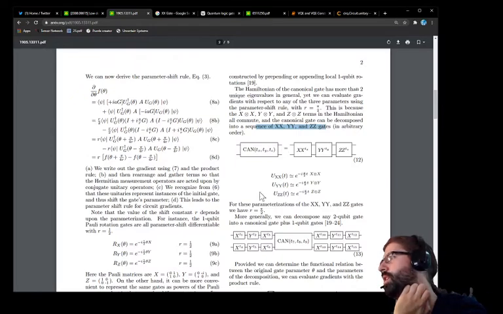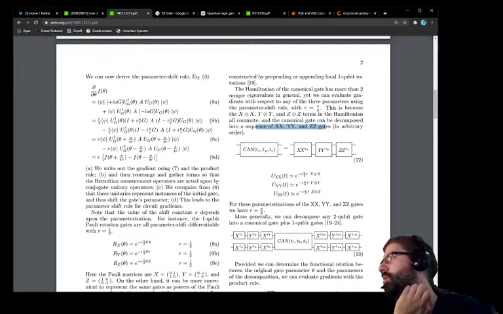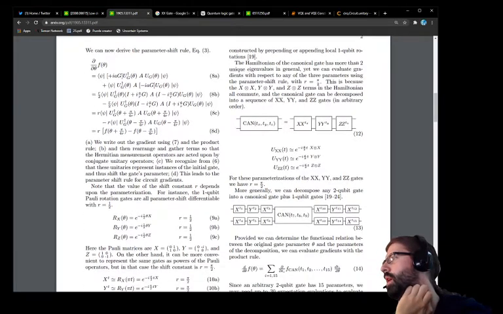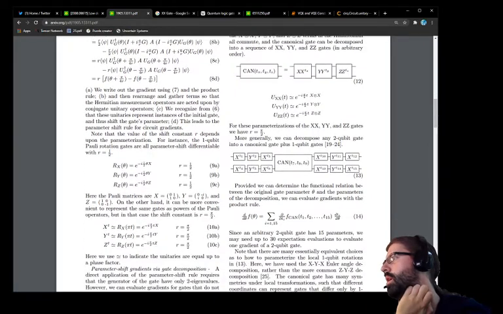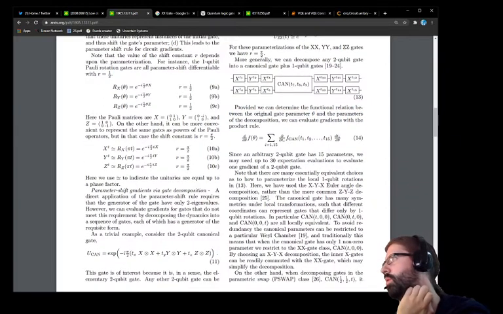For these parameterizations of the x, y, and z gates, we have pi divided by 2. More generally, we can decompose any 2-qubit gate into a canonical gate plus 1 qubit gates. Provided we can determine the functional relation between the original gate parameter theta and the parameters of the decomposition, we can evaluate gradients with the product rule. What is the product rule?